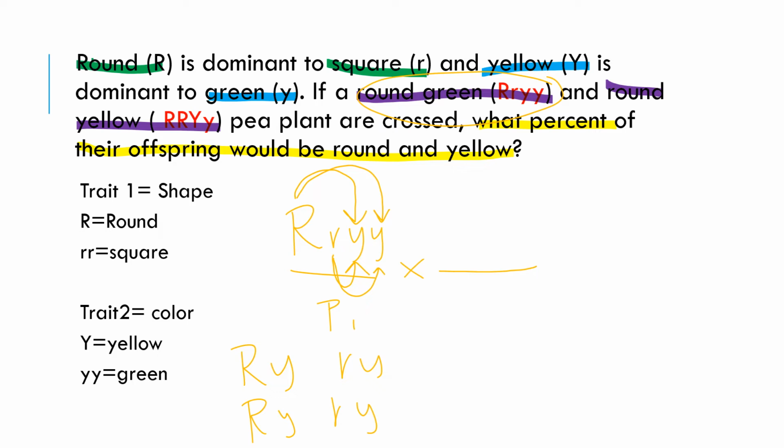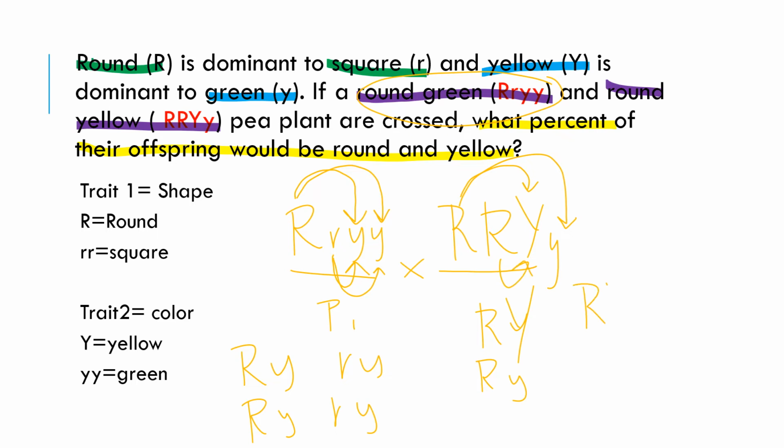Let's go to our second parent. It was big R with big R, big Y with little y. First R can go with capital Y. Helps if I write it correctly. It could also go with lowercase y. Nothing else can go with that first R, so I move on to the second one. Big R, big Y, big R, little y.